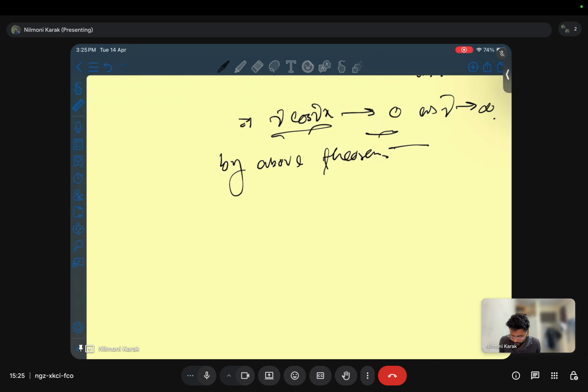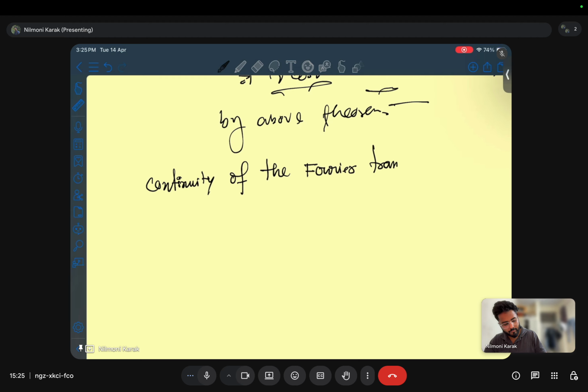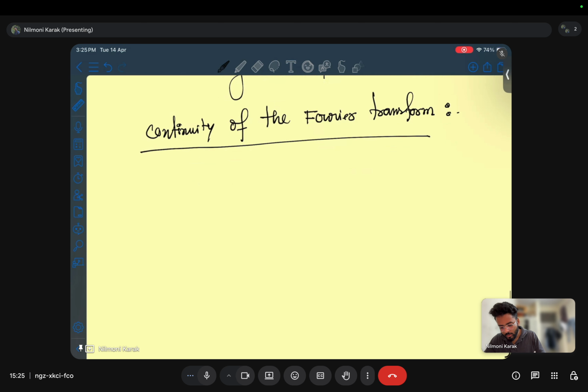Now recall the Fourier transform was a continuous operator on S(R), and we now establish sequential continuity of the Fourier transform as an operator on the space of tempered distributions, S dash(R). Continuity of the Fourier transform. Theorem.